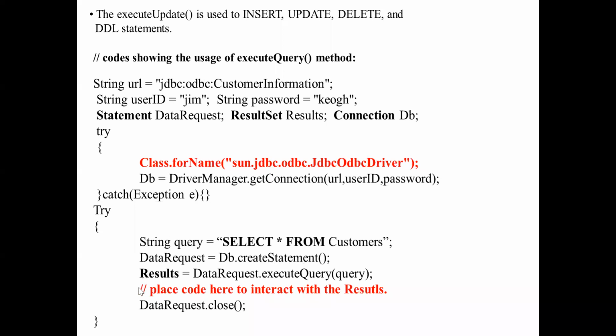Then I use the results. The result is nothing but a result set. So results is equal to dataRequest, the statement, executing the query. Once the query is executed and returns the result set, we have to place the code here to interact with the result. Then dataRequest.close, which means the statement will be closed.